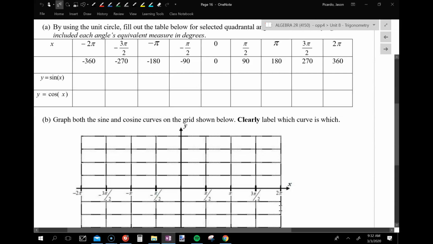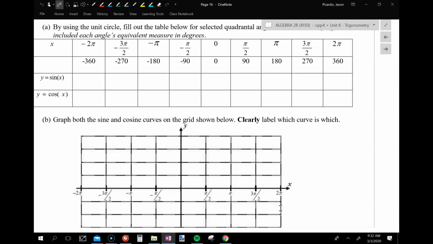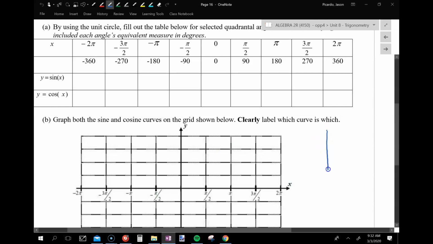You dig? I'm going to draw a quick unit circle, okay? Going to draw my 4 quadrantal points. Okie dokie. This is just to see if everybody kind of gets what's going on. You know what I'm saying?